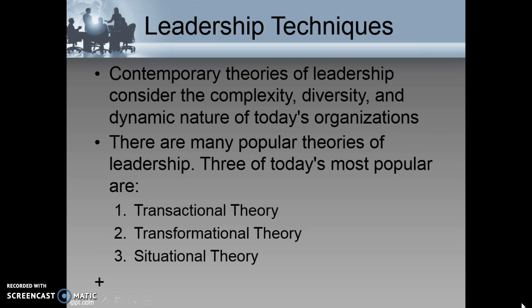Now, there's also a variety of leadership techniques. Okay, these are the contemporary ones. There's a variety of them. I think there's about 10 of them that we've accepted today. We're going to take a look at the 3 most popular techniques. Right, we're trying to consider the complexity, diversity of tasks, and the dynamic nature of today's organizations. The 3 we're going to look at today are transactional theory, transformational theory, and situational theory.